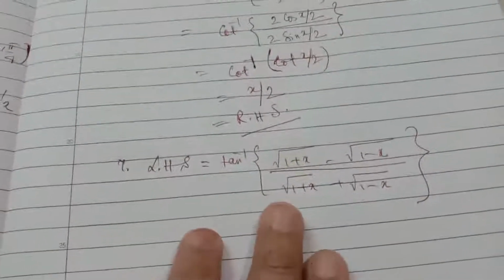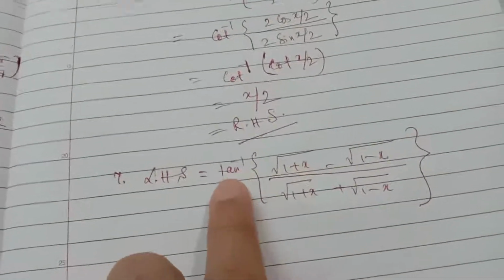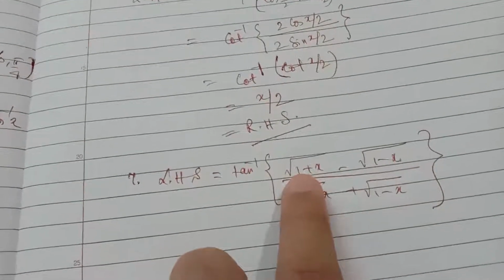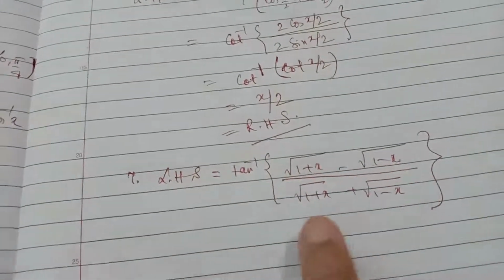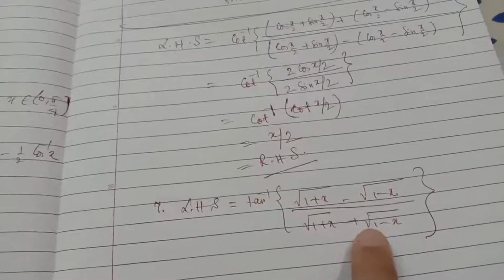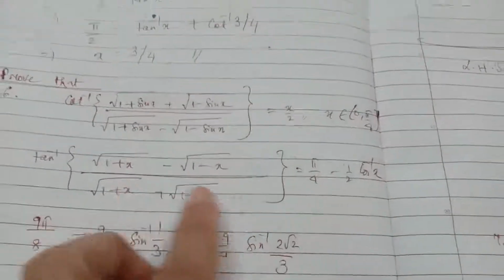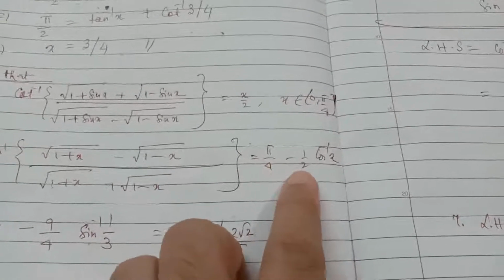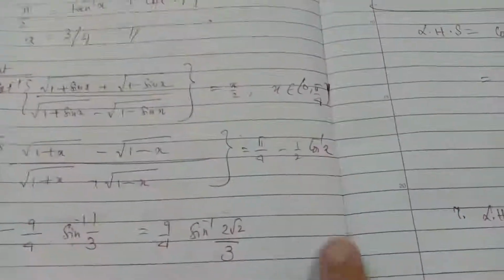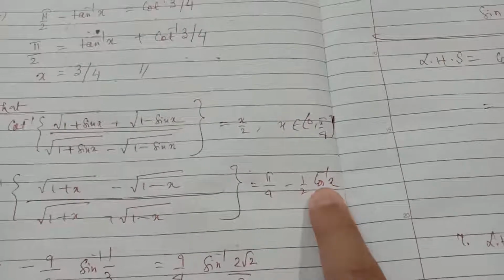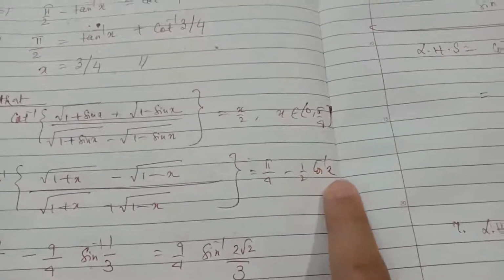Let us start with the left hand side, which is tan inverse of (root over 1 plus x minus root over 1 minus x) by (root over 1 plus x plus root over 1 minus x). Now what we have to prove? This is equal to pi by 4 minus half cos inverse of x. You can consider this as a clue: half cos inverse of x.